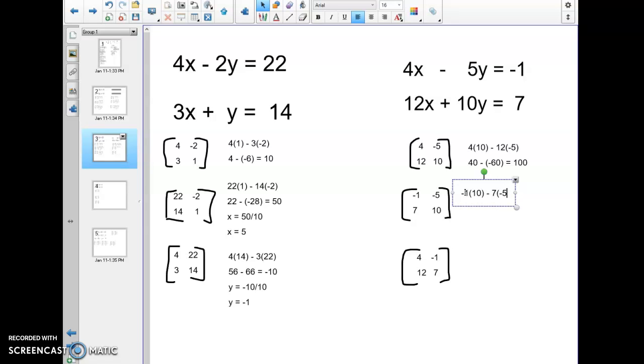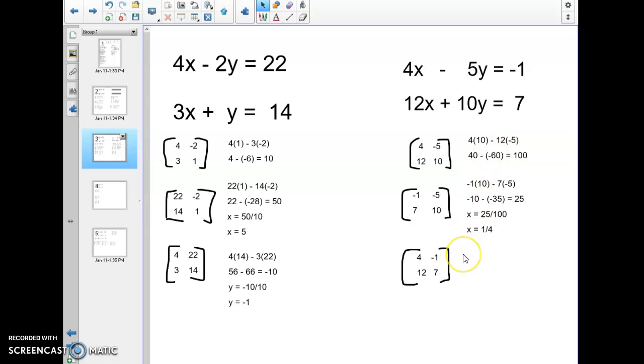Okay. Now here we have negative 10 minus a negative 35. So we end up with 25. Okay? And then x equals 25 over 100, which means x equals 1/4. So can you get fractions? Absolutely.